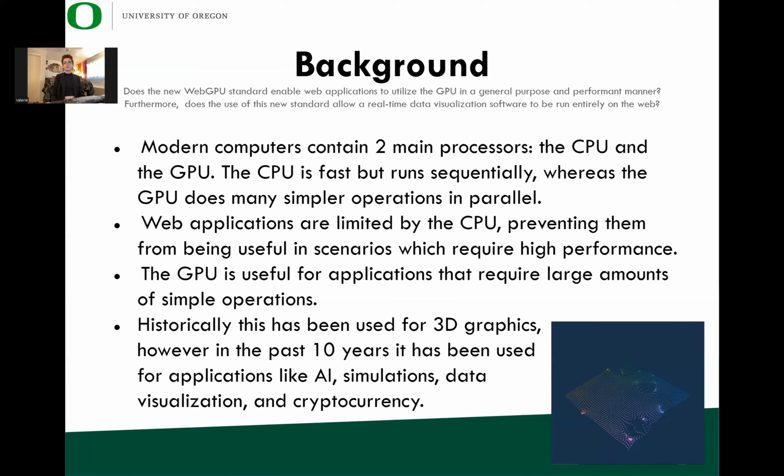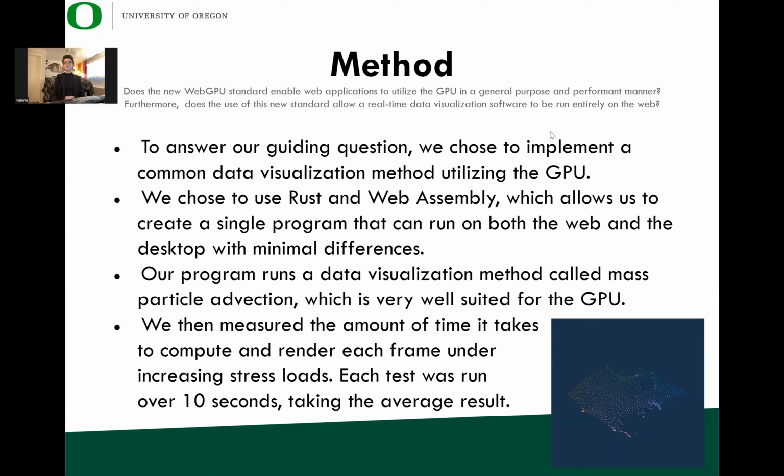It's also good for things like physics simulations. It allows it to do large physics simulations like for movies and for games. It's good for data visualization, as we are testing. And it was used for cryptocurrency when that was a very large thing, because the blockchain requires some of those complex operations. All right, so what did we actually do for this research?